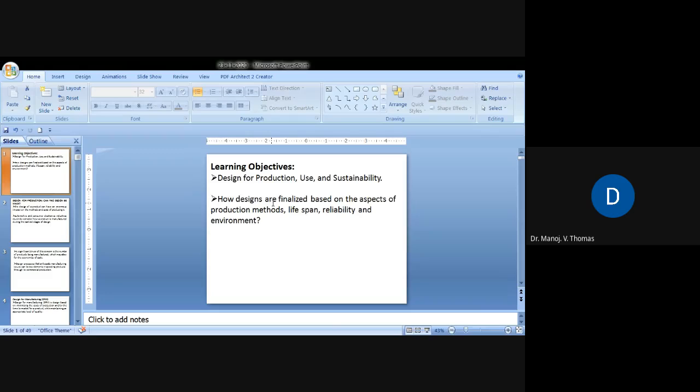So this is the meaning of design for production. That is the meaning of design for use. Okay. The third one is design for sustainability. So again, when we design a product, isn't it?